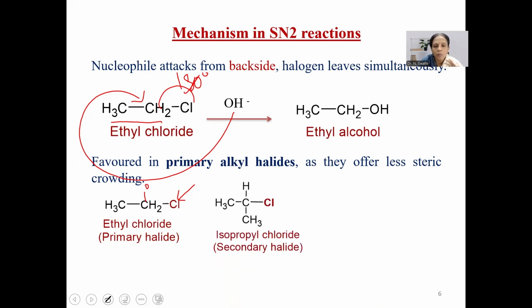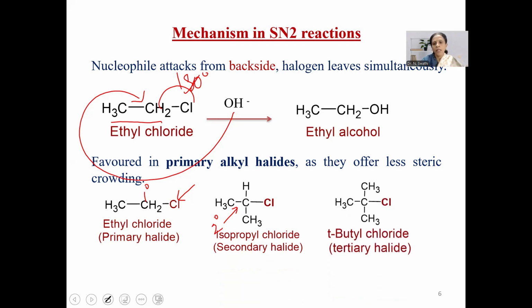Okay, and isopropyl chloride, another example. So here it is an example for secondary halide because here chlorine is attached to a secondary carbon. Secondary carbon means carbon which in turn is attached to 2 more carbons. Okay, so here this carbon is attached to 2 methyl groups. Now again tertiary butyl chloride is an example for tertiary halide because here chlorine is attached to a tertiary carbon. That means carbon which is attached to 3 more carbon atoms is said to be tertiary in nature.